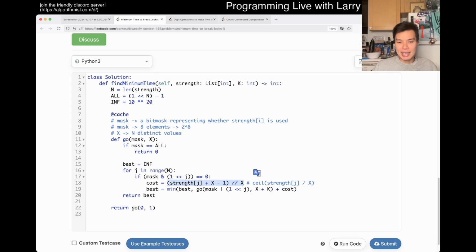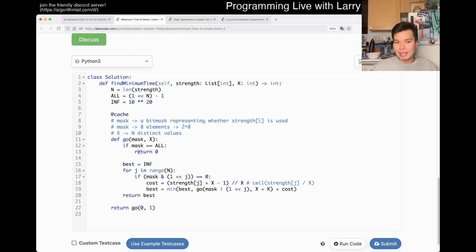Yeah, and then in this case, this is the cost, which we already calculated, and then x plus k, as we talked about, because x now becomes a little bit bigger, and this just sets the j bit on mask to true. Same thing with the Boolean value as we talked about. And that's pretty much it. This is pretty brute force.